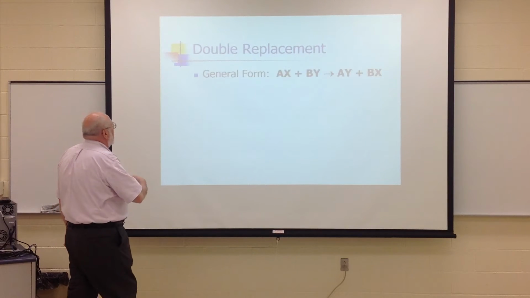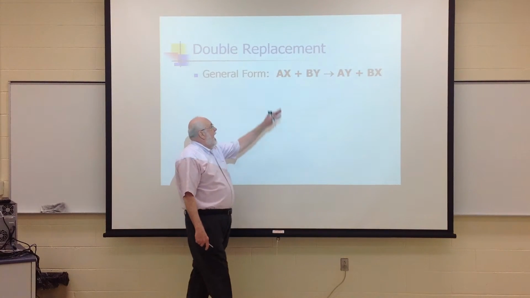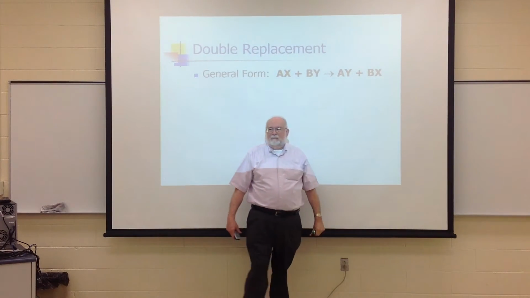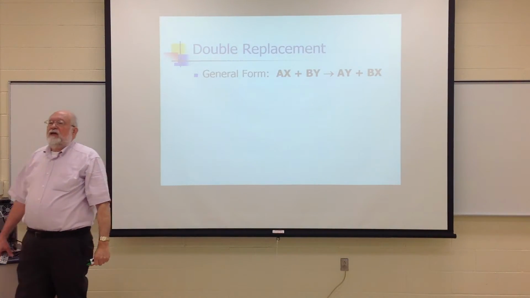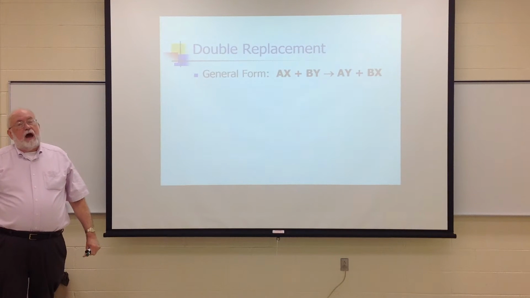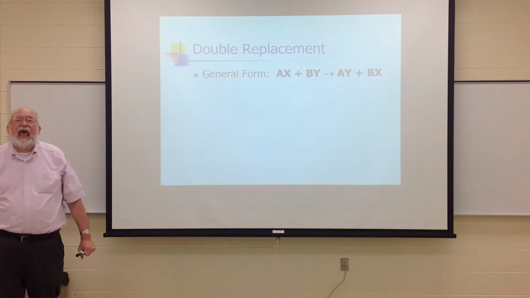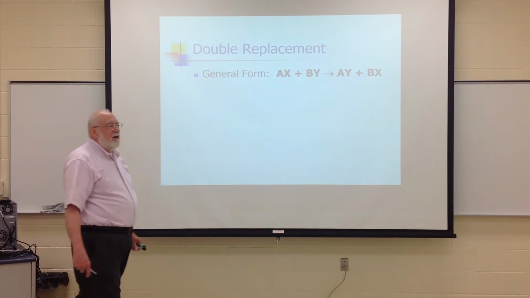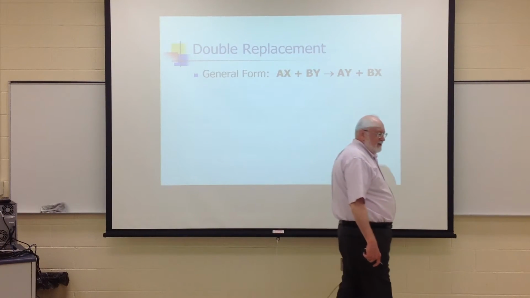All right, double replacement. Here's the format for that. AX plus BY gives us AY plus BX. Now, simplest way to describe this: reactants are two compounds, right? What happens? The two compounds exchange cations. The two compounds, which are the reactants, exchange cations.